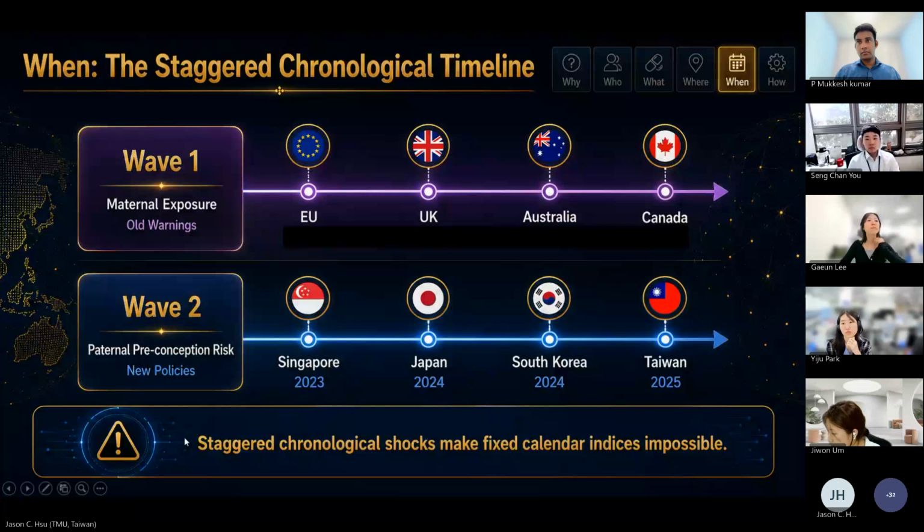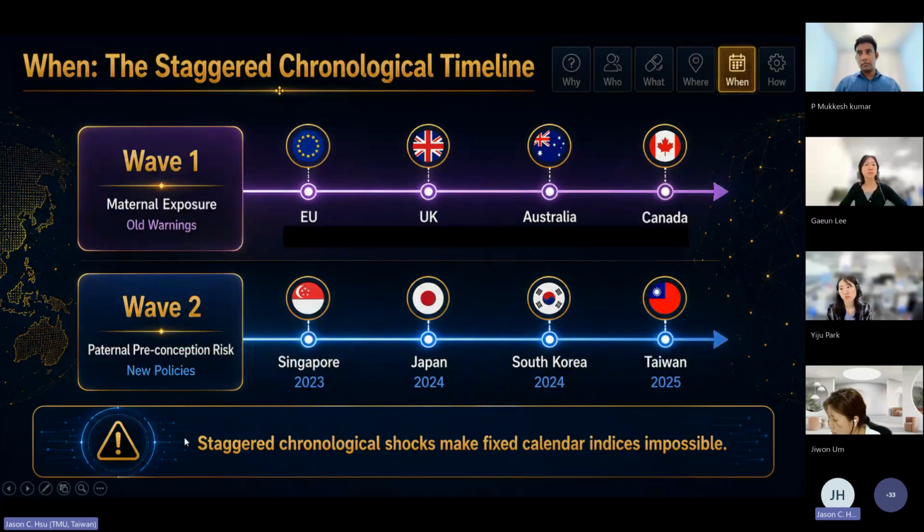And wave number two, which addresses the newer paternal preconception risk for the father, starts in Singapore in 2023. I mean, in the APAC region, Singapore in 2023, Japan and South Korea in 2024, and Taiwan in 2025. This is based on the previous review made by Nico Pratt, okay, similar to this.